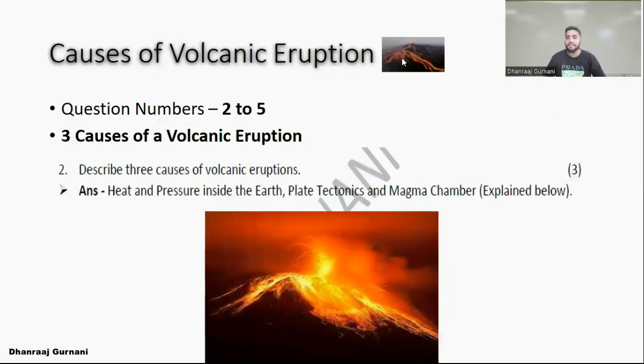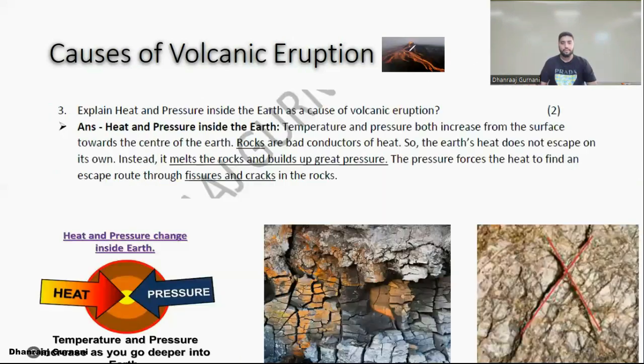Moving to the second answer, causes of volcano. You have three causes of volcano in your syllabus: heat and pressure, plate tectonics, magma chamber, which are explained on the next page, which we will be doing in detail. They can ask you all three or any one in detail also. So we will be covering all of them. They are from question number 2 to 5. Let's see the first cause of volcanic eruptions: heat and pressure.